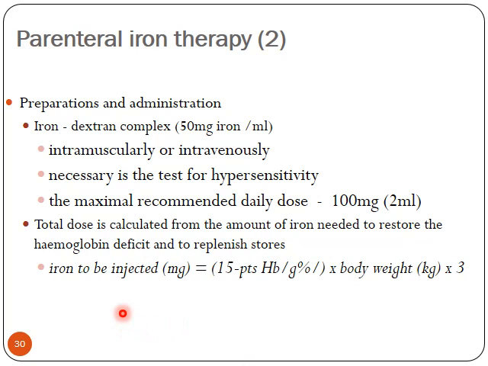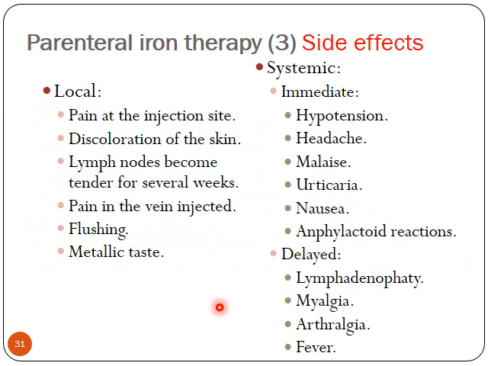So iron to be injected in milligrams is equal to 15 minus the patient hemoglobin by the weight of the patient by 3. So if this patient is having a hemoglobin of 10 and his weight is 50 kilogram, so he will be receiving 5 by 9. He will be requiring 45 milligram of iron to be injected.